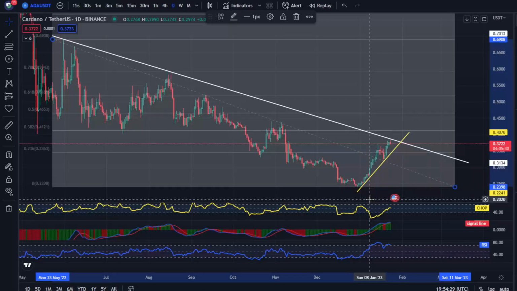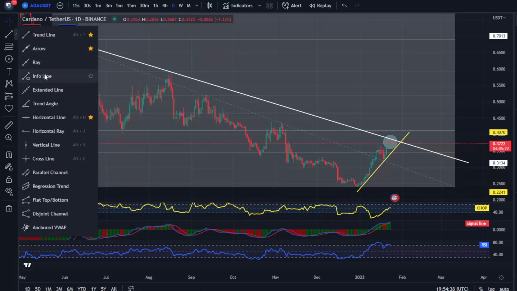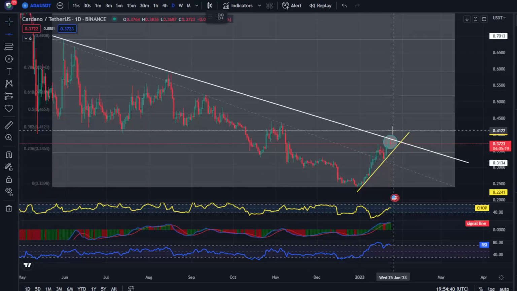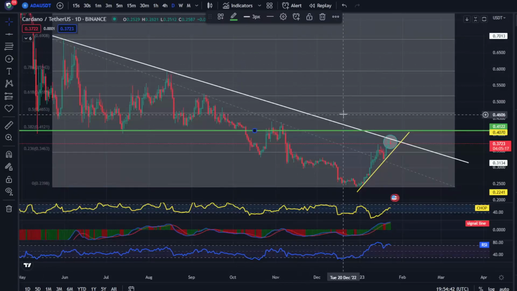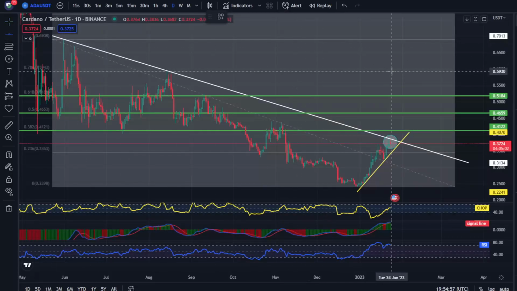Now let's look at where the price will meet resistance on further increases. Once we cross the downtrend lines, we can see resistance at 41 cents, second resistance at 47 cents, third at 52 cents and fourth at 59 cents.